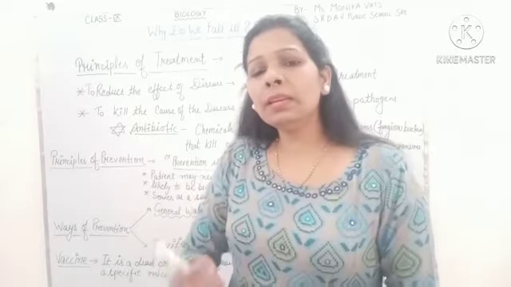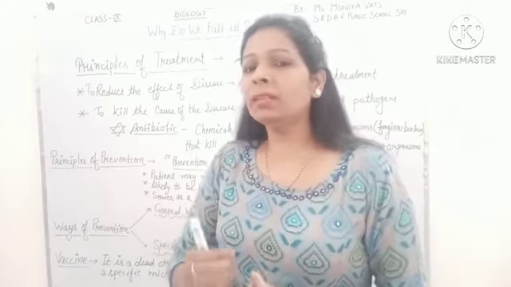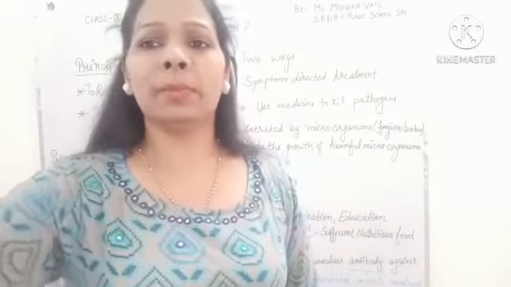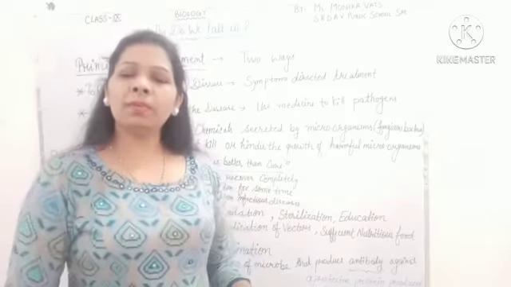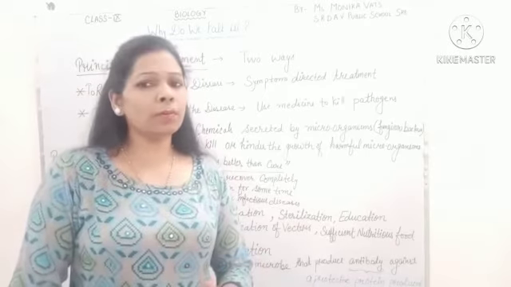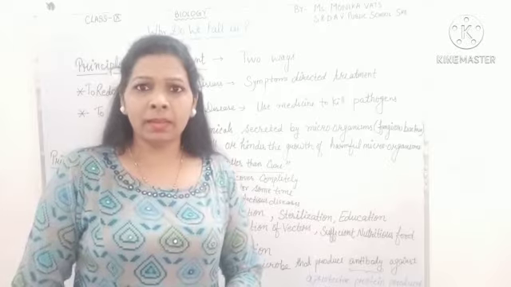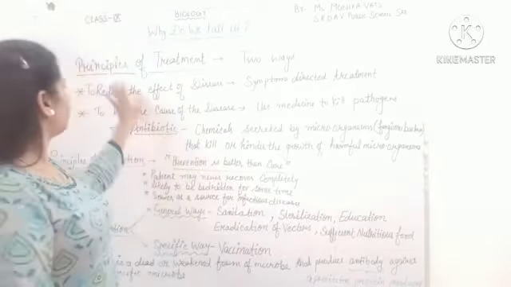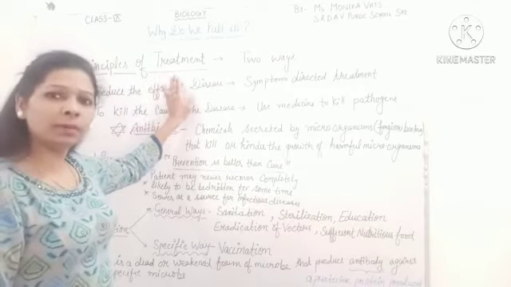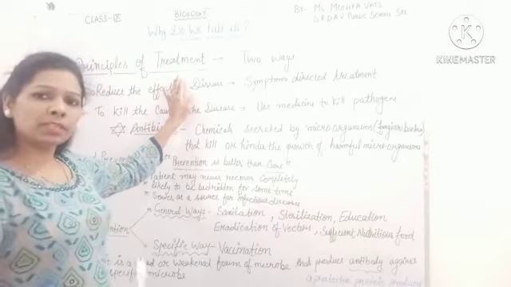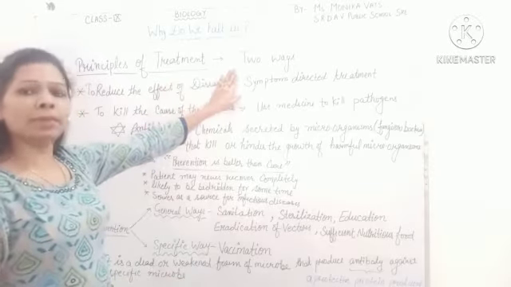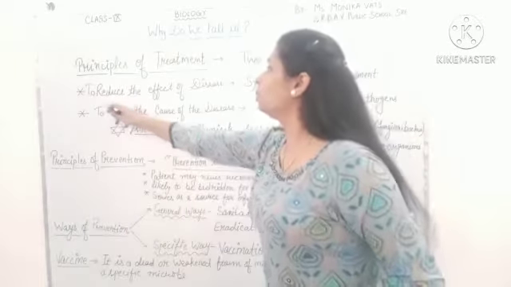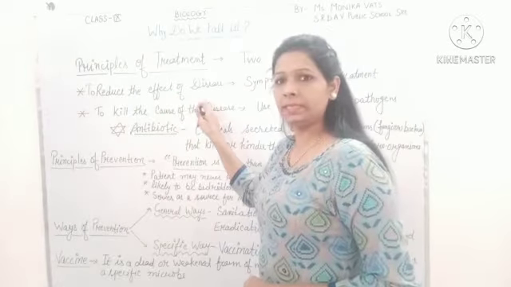But if someone is suffering from disease, that person has to think about the treatment. So treatment is very important, that what kind of treatment a patient should take if he or she is suffering from any disease. So the topic is principles of treatment. What kind of treatment a patient should take? So there are two ways of treatment. The first one is to reduce the effect of disease.